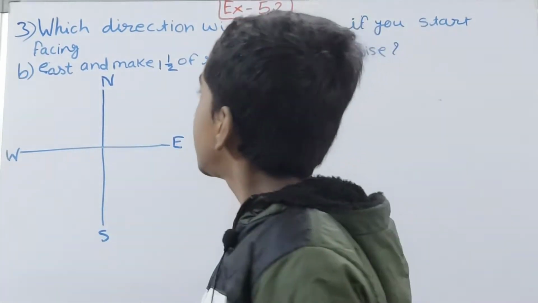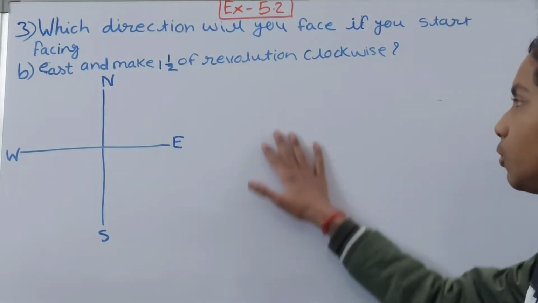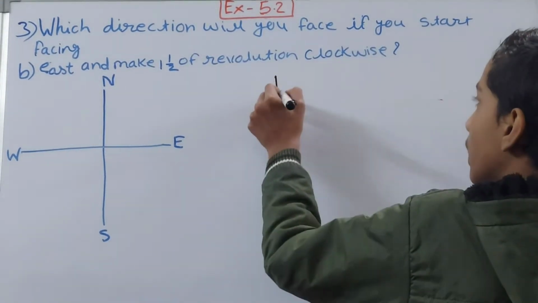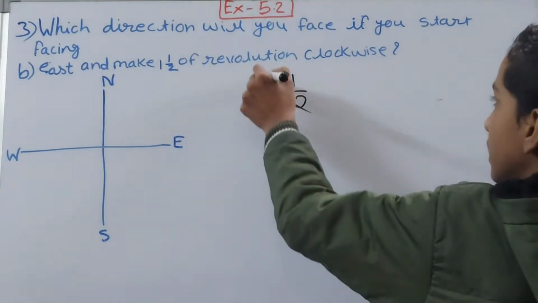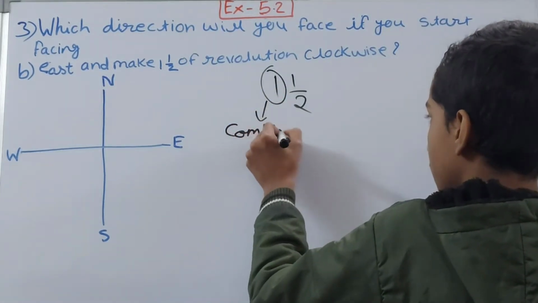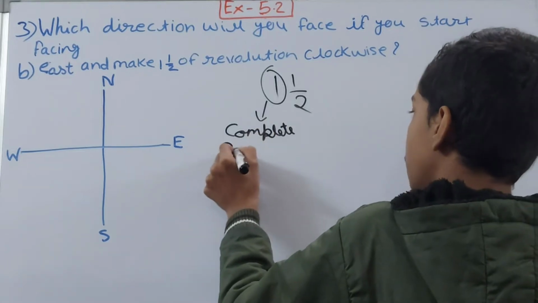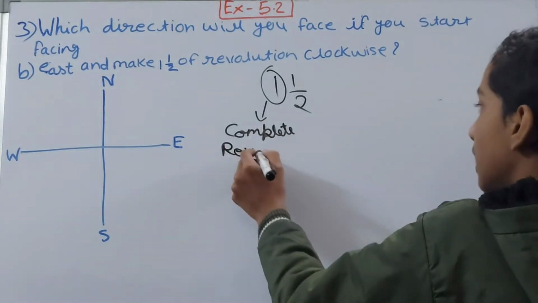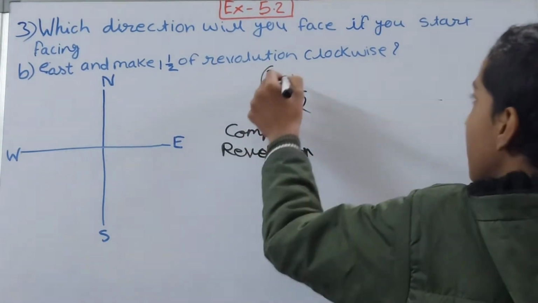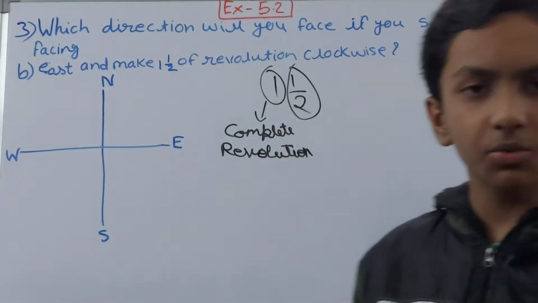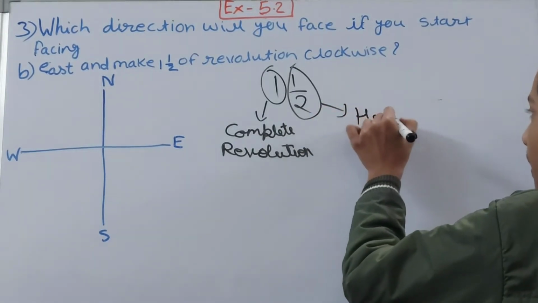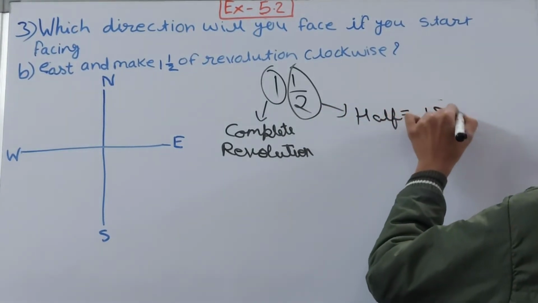Now the next part is east and make 1 1/2 of a revolution clockwise, right? So 1 1/2 is given now. So this one is what? Whenever you get 1, it is always a complete revolution, right? And 1/2 we have done in the previous question only. If you remember, 1/2 is half, and that is 180 degrees, right?